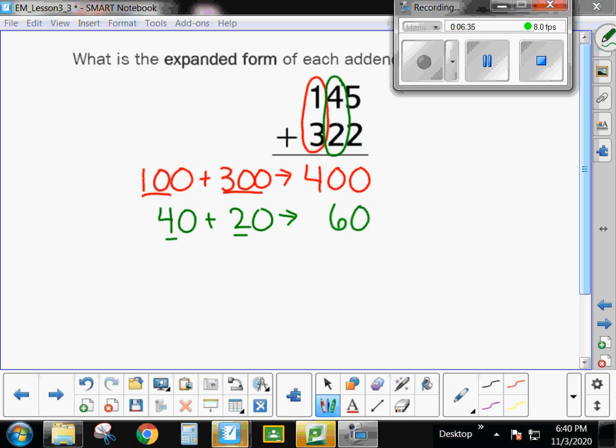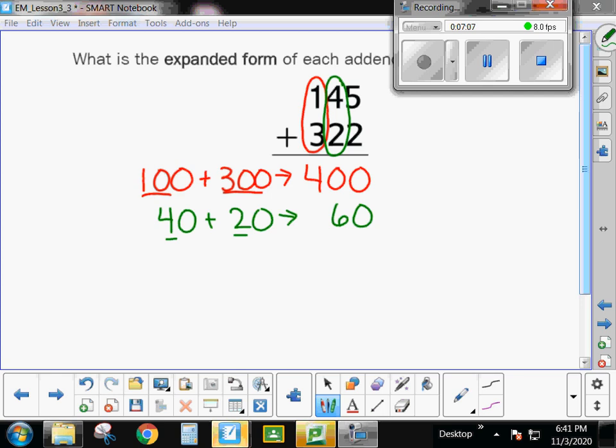Now I need to make sure that when I'm writing my numbers that I'm still lining up my hundreds, my tens, and my ones. That's going to be really important that I'm lining those numbers up correctly. If I were to write the 60 like this, then boys and girls, I put the 6 in the hundreds place. It's lined up right below the hundreds, and I don't want that, okay?